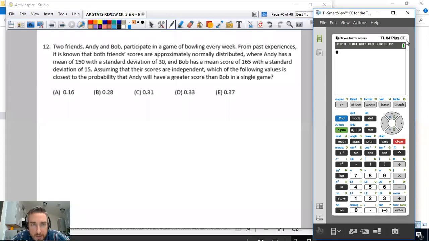Question 12. Do friends Andy and Bob participate in a game of bowling every week? From past experiences, it is known that both friends' scores are approximately normally distributed, where Andy has a mean of 150 with a standard deviation of 30, and Bob has a mean of 165 with a standard deviation of 15. Assuming that their scores are independent, which of the following values is closest to the probability that Andy will have a greater score than Bob in a single game?